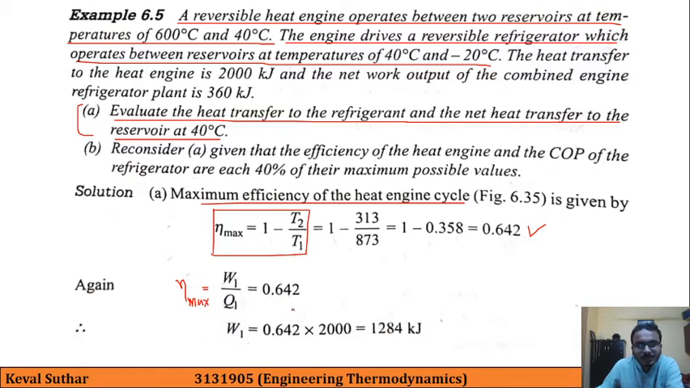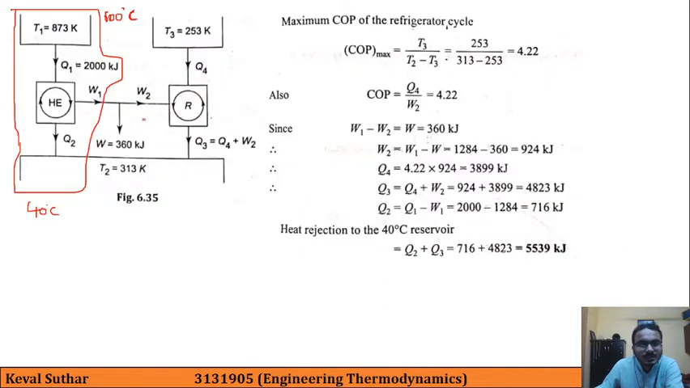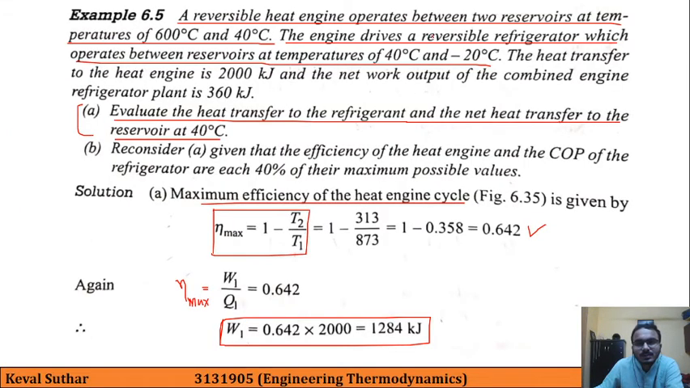So based on that we can get the value of W1. That is the work output from the heat engine. So we have obtained this value W1, and now we are also aware of eta heat engine, and we are also given that it is also a reversible refrigerator. So the refrigerator is also reversible.